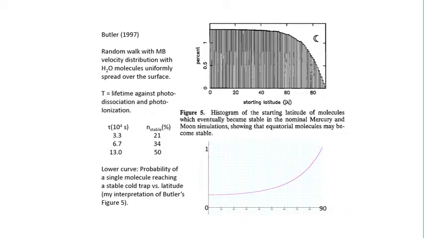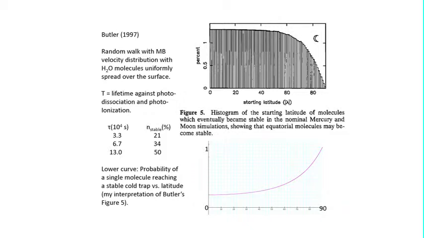And then I said, wait a minute, it's because there's just less territory, since they're uniformly spread over the surface, between 88 and 89 degrees than there is between 1 and 2 degrees. And so I took that into account, and that generates this curve, which is the probability of a single molecule starting at various latitudes reaching the cold trap as a function of its starting latitude.